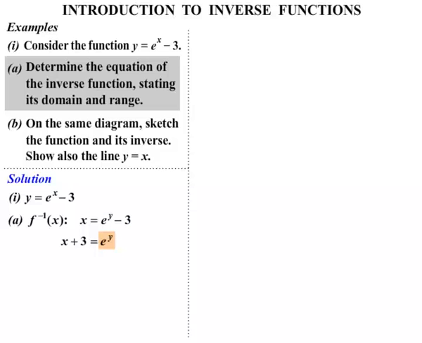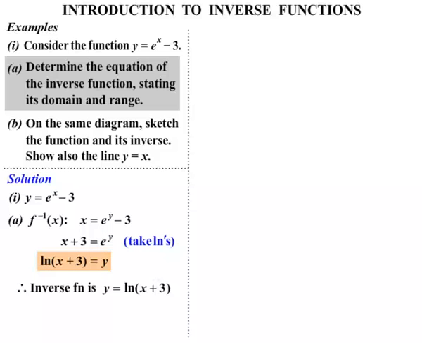Now, as I said before, we're trying to get y by itself, so we need to get rid of that e. To do that, we're going to take the logs of both sides. On the left side, we'll get the log of x plus 3, and for e to the y, take the log of that, and we're simply left with y. So we've got the inverse function there. The inverse function is y equals log of x plus 3. So we've done the equation there.